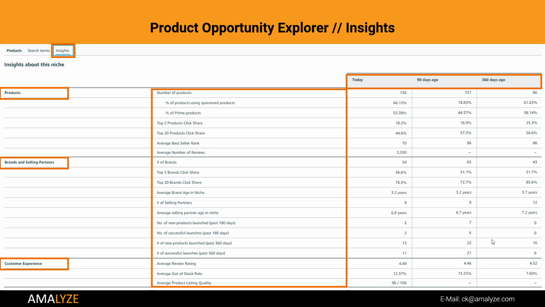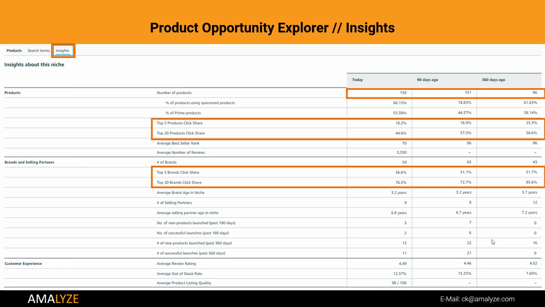Yes, they are using sponsored products. Prime, yeah, it's relevant. Bestseller, number of reviews. So typical normal stuff. The interesting parts from my point of view: the number of products. Of course, you can see if there is more competition or less competition than before.